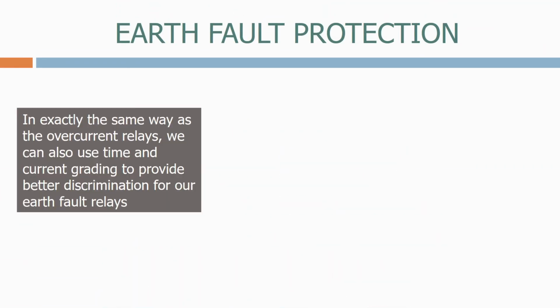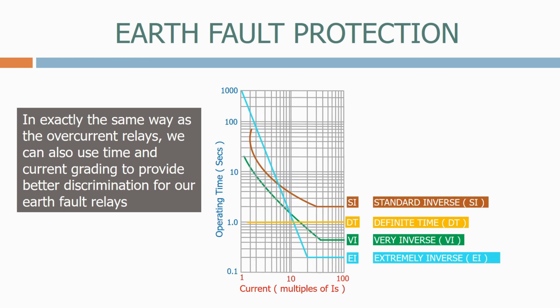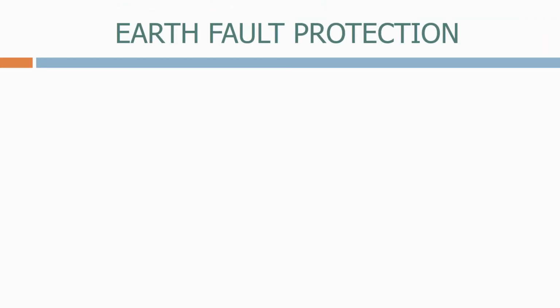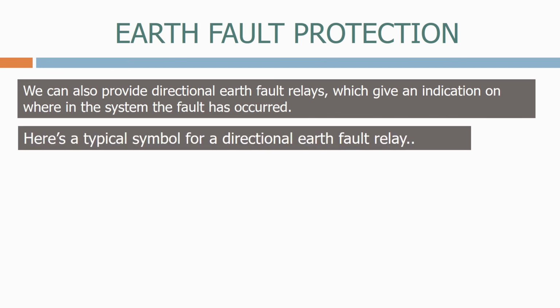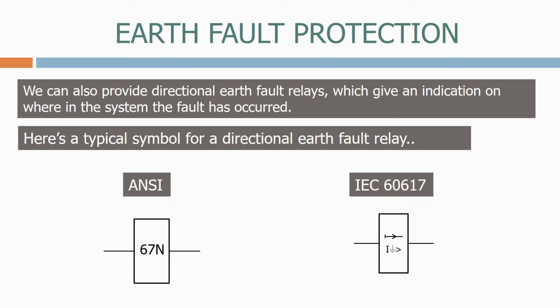In exactly the same way as the overcurrent relays, we can also use time and current grading to provide better discrimination than our earth fault relays, and all the standard curves and settings are available in most modern relays. We can also provide directional earth fault relays, which give an indication of where in the system the fault has occurred. Here's a typical symbol for a directional earth fault relay. Here's the ANSI symbol and the IEC symbol.